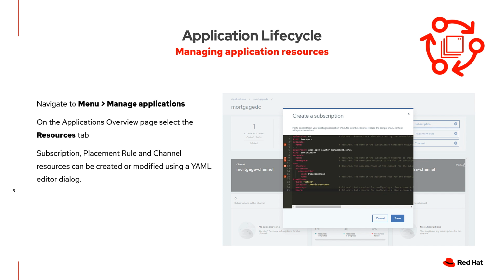To create a subscription is pretty simple. You just click on the subscription button, and you enter and/or modify the YAML. This YAML can be, of course, taken and copied into a Git repository.